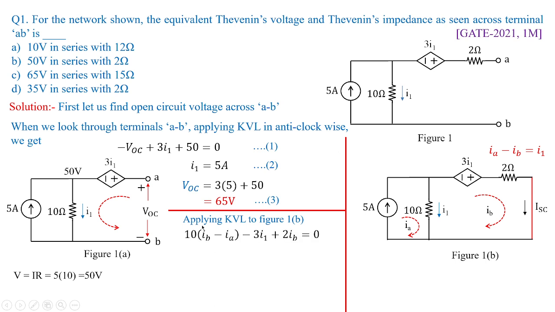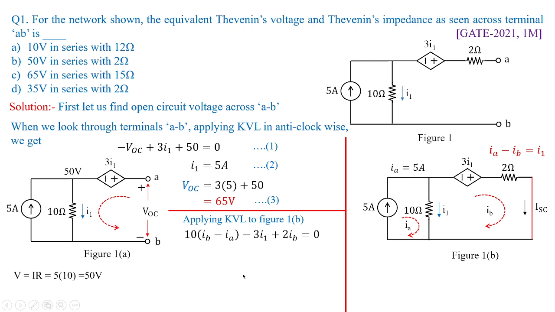Okay. So applying KVL to this figure 1b, I'm going to get 10(IB minus IA), because the loop current here is assumed to be dominating. Minus on the path, I'm going to get the value of voltage as minus 3I1. So minus 3I1 plus 2IB. 2 ohms is here, IB is the loop current, that is equal to 0. And what is this I1? I1 is nothing but, we know, IA minus IB. Just substitute in this equation, and also know that the value of IA is 5 amperes.